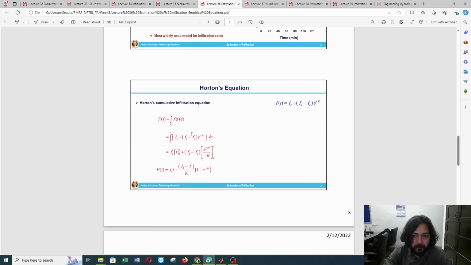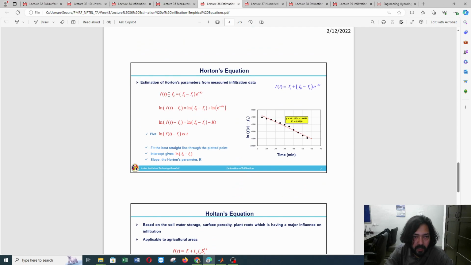So similarly, like how we have converted Kostiakov's equation into a straight line equation, the same thing could be done with respect to Horton's equation as well. If you look at this equation, what they are doing is taking natural log on both sides, and converting the equation into a simplified form. This is nothing but y = mx + c form, right?